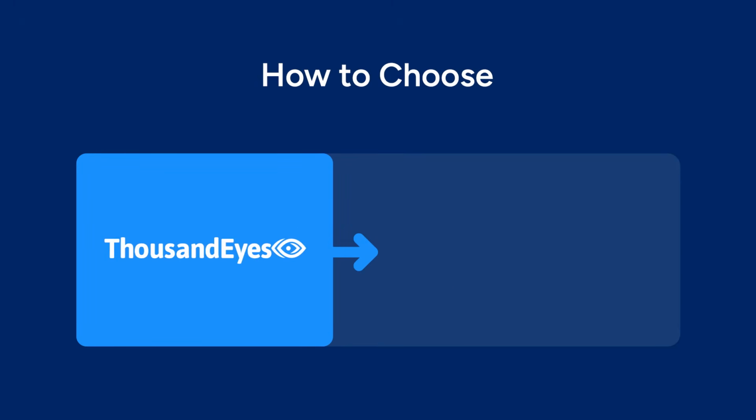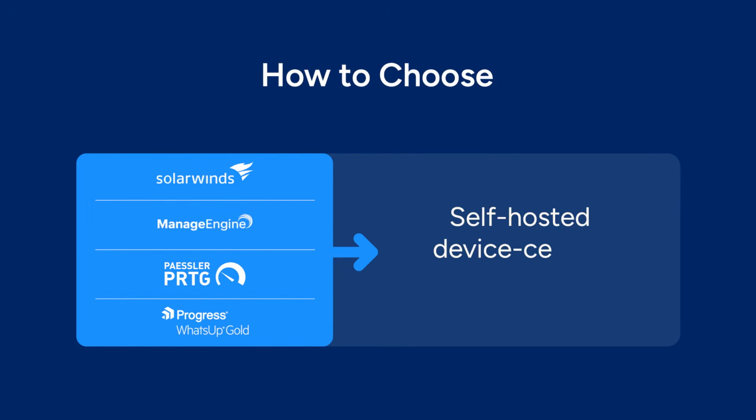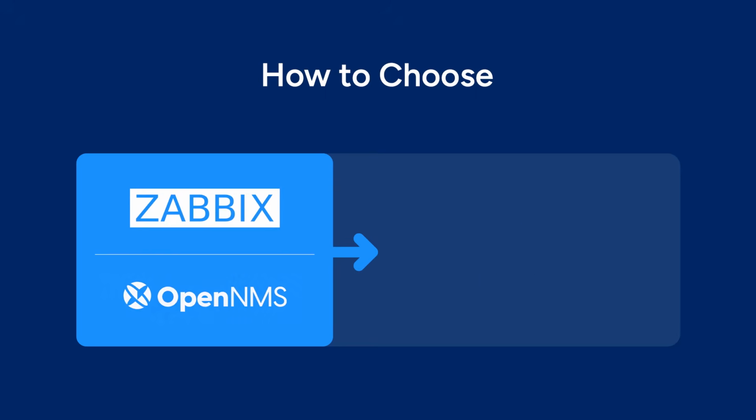Choose ThousandEyes when user experience hinges on internet and SaaS paths. Choose SolarWinds, ManageEngine, PRTG, or WhatsUp Gold when self-hosted device-centric monitoring fits you. Choose Auvik for distributed sites and MSP work. Choose Zabbix or OpenNMS when you want open source flexibility and have the team to own it.